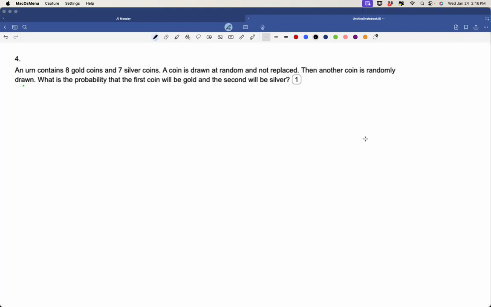So let's look at the ones that you had questions about from 76. I'm just going to go through all the problems you got wrong. So here we have an urn contains 8 gold and 7 silver coins. So let's draw us an urn.